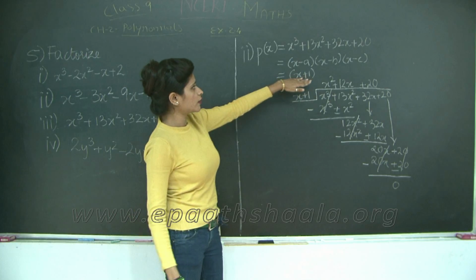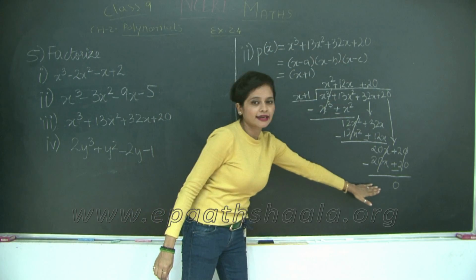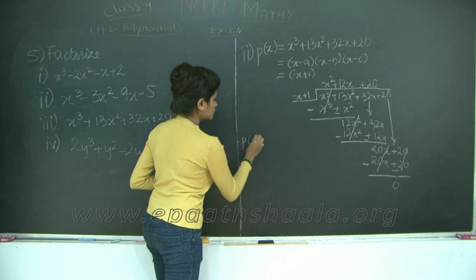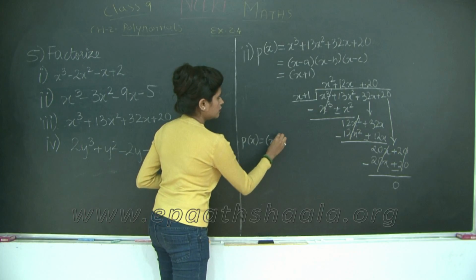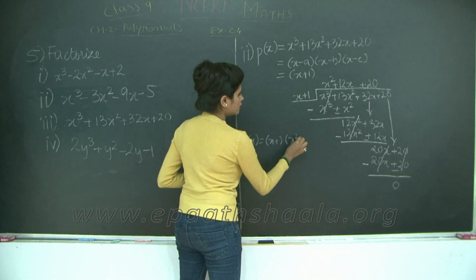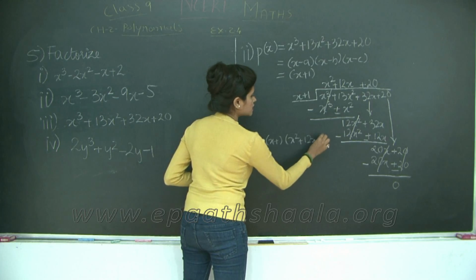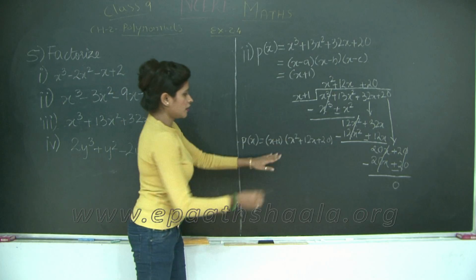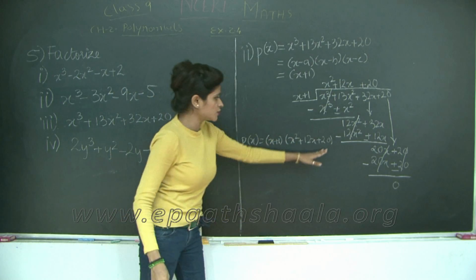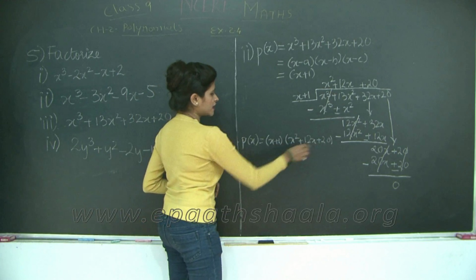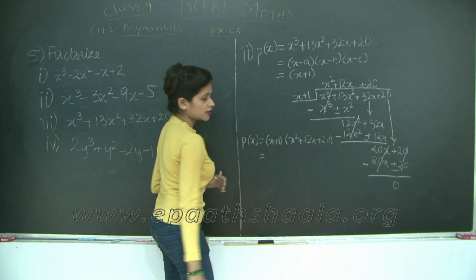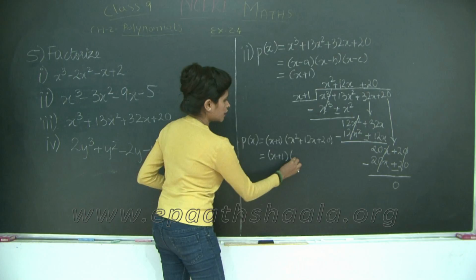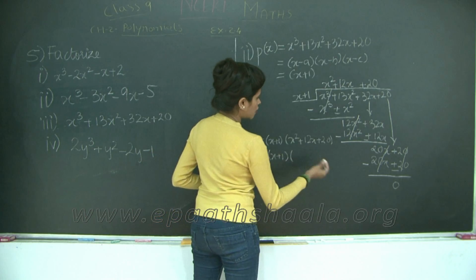We know that x plus 1 is a factor of this polynomial, that is why we are getting the remainder as 0. So P(x) can be written as (x plus 1) into (x square plus 12x plus 20) plus 0, because dividend is equal to divisor into quotient plus remainder. The remainder is 0, which is why we haven't written it. Now we can simply split this. We can find the factors by splitting the middle term. So x plus 1 into, how about 20?